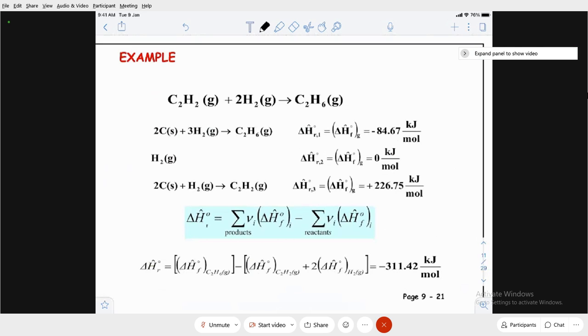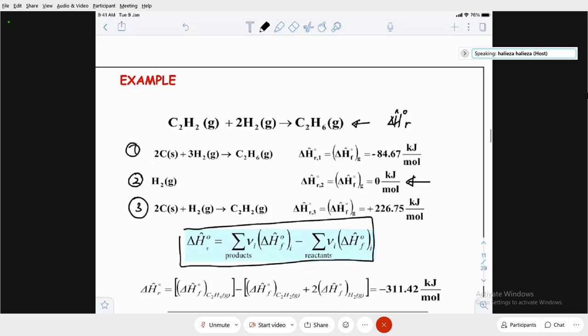This is your desired reaction, the reaction that you're interested in. You want to find its heat of reaction. You are given the heat of formation for these three reactions. As always, for hydrogen it should be 0 because it is already existing in its elemental form. So you don't need to write it for hydrogen. You can skip that step. You only have the first reaction and the third reaction that you need to know the heat of formation for.